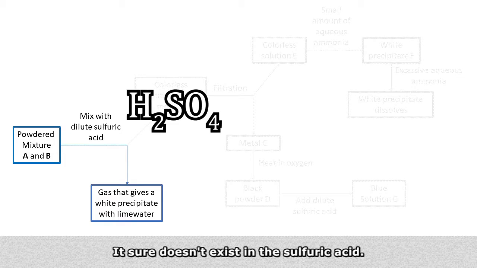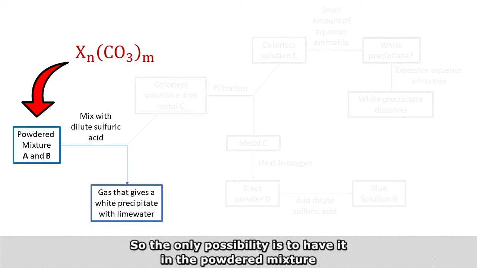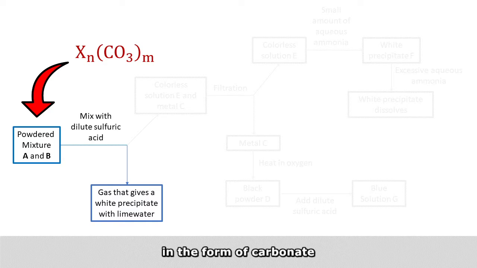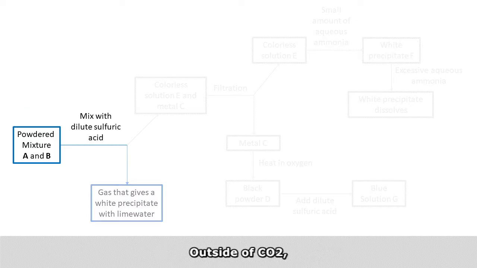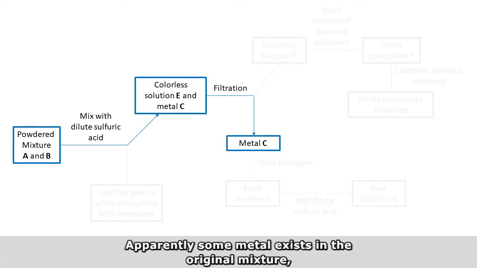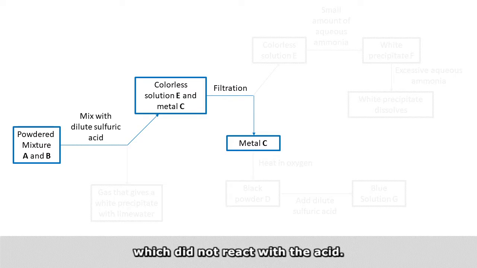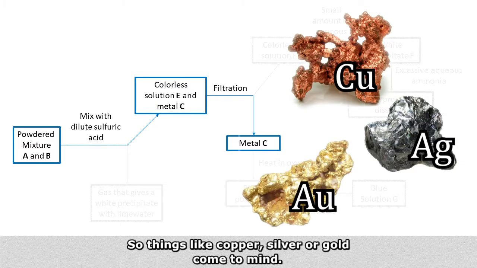It sure doesn't exist in the sulfuric acid, so the only possibility is to have it in the powder mixture in the form of carbonate, which upon the addition of acid produces water and CO2. Outside of CO2, the powder mixture formed the transparent solution E. Apparently some metal exists in the original mixture, which did not react with the acid. So things like copper, silver, or gold come to mind.